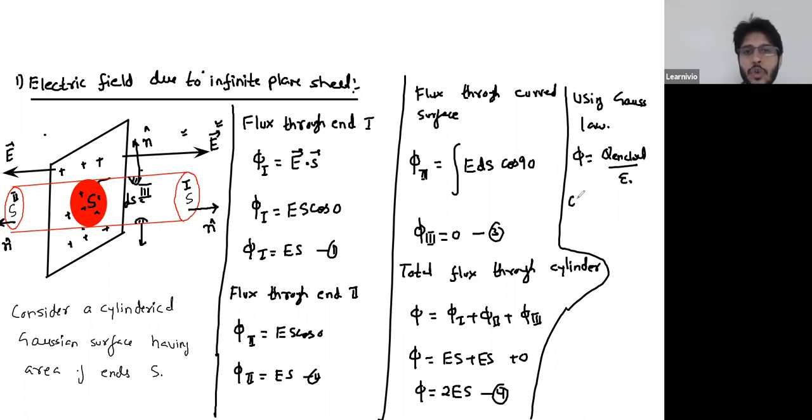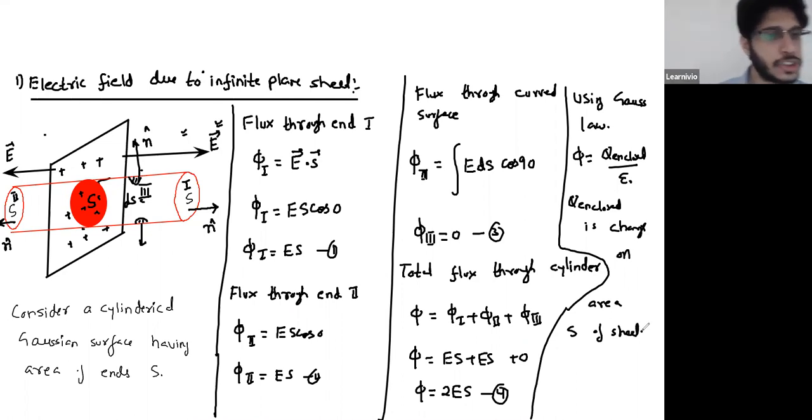So you can say that Q enclosed is the charge on area S of the sheet. Is it clear? This particular statement: Q enclosed is the charge on area S of the sheet. It's clear. Yes, sir. Okay, just write up to this last point.